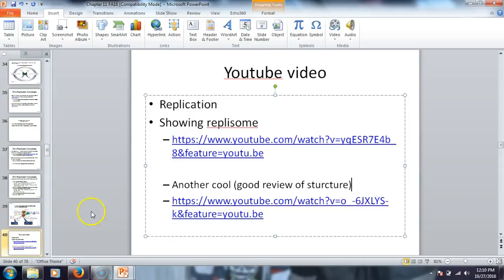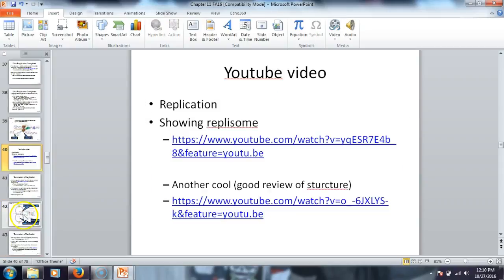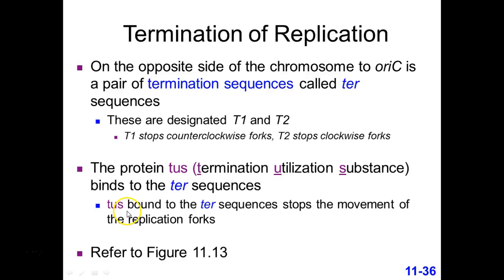Okay, I think the last thing that I want to briefly talk about is how it terminates. So for E. coli and bacteria, there are sequences and regions for each of the replication forks going in each of the directions that helps terminate the sequence. Of course they give them names called termination sequences, abbreviated TER. And there's 1 and 2, for each one of the 2 directions.